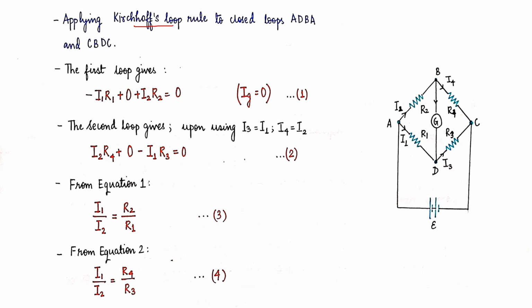Now applying Kirchhoff's loop rule to the closed loop ADBA. A from here, D, B, A. Okay, in this loop, I'll highlight it.